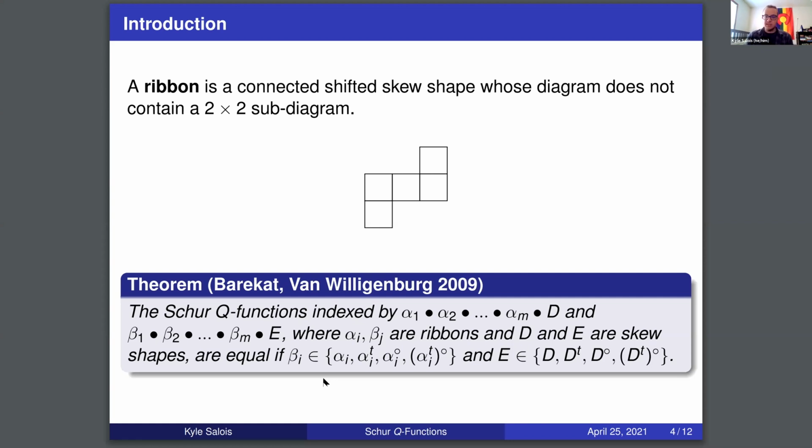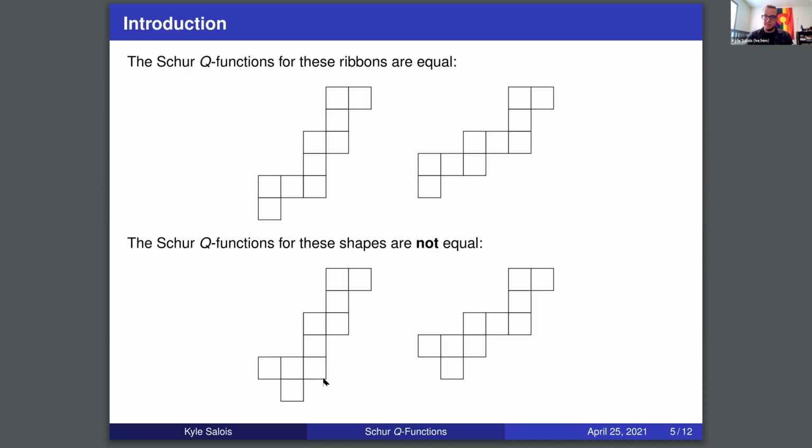And so they determined a theorem that says, if I have two diagrams that satisfy these conditions, then their corresponding Schur-Q functions are going to be equal, which was really cool. For example, if I have these two ribbons in the top diagram, their corresponding Schur-Q functions are equal according to this criteria. It's not super important what the criteria is for the sake of this talk.